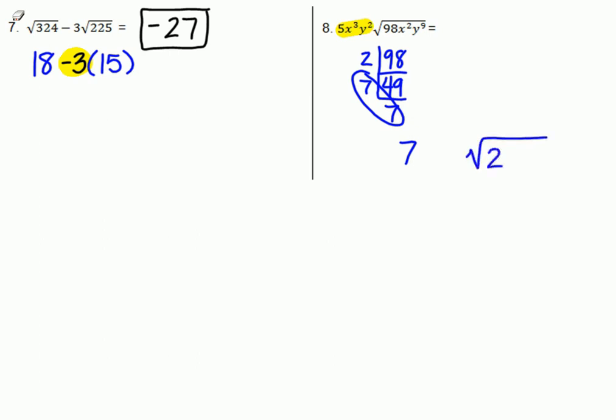But while I'm thinking about it, I'm going to make sure that I don't forget to multiply whatever I get on the outside by 5x cubed y squared. All I did was drop that down. Okay, then I've got x squared, which can be expanded as x times x. Notice there's one pair and no leftovers. Then I've got y to the 9th.